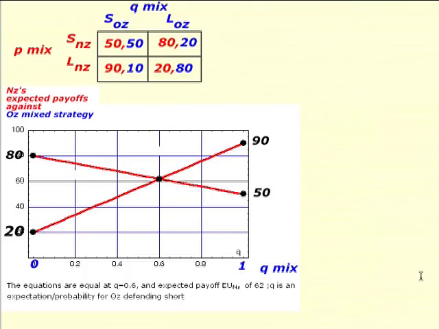Okay, so here's the same graph, but it's different colors. And what we've done is we've put a probability weighted average QMIX for Australia. This is Australia's element of surprise. What are they going to do? How often are they going to defend long? What are the chances of them defending short? Over here, the chances of them defending short are really high, and over there, they're really low. Well, what's in it for New Zealand, depending on what Australia does?